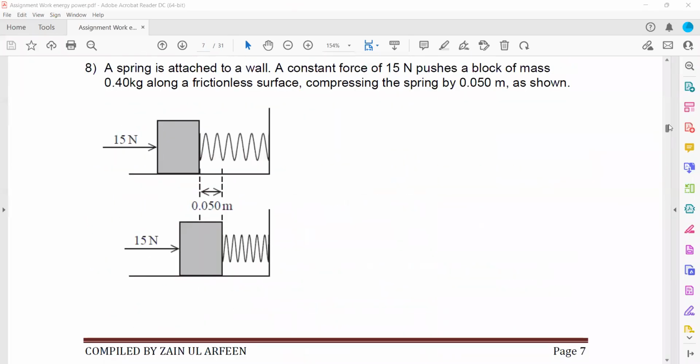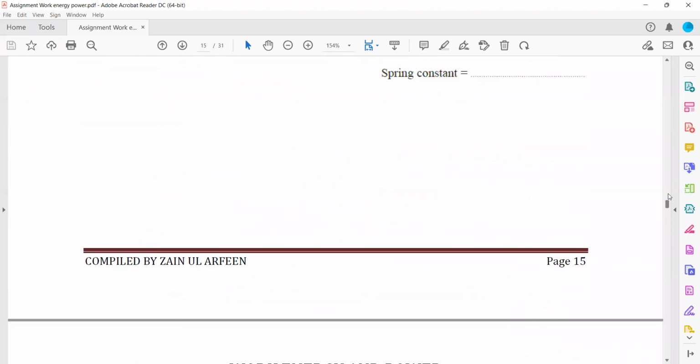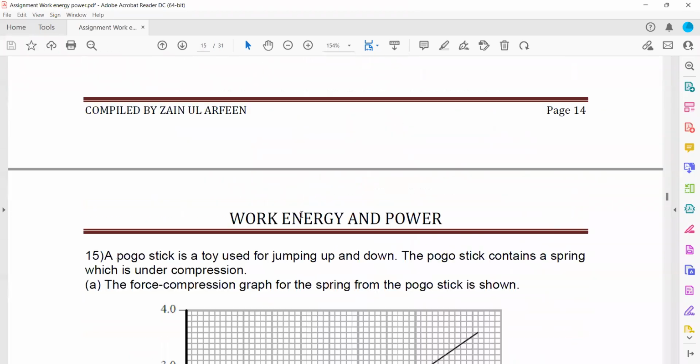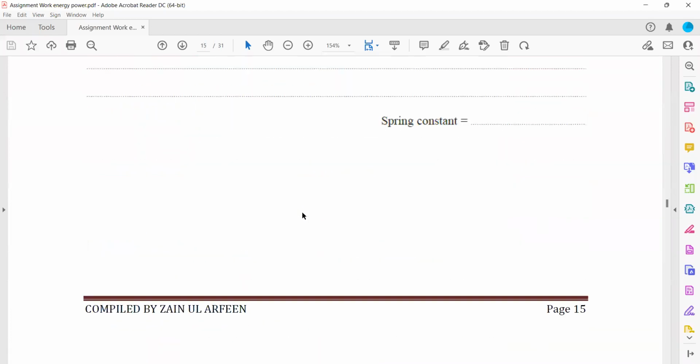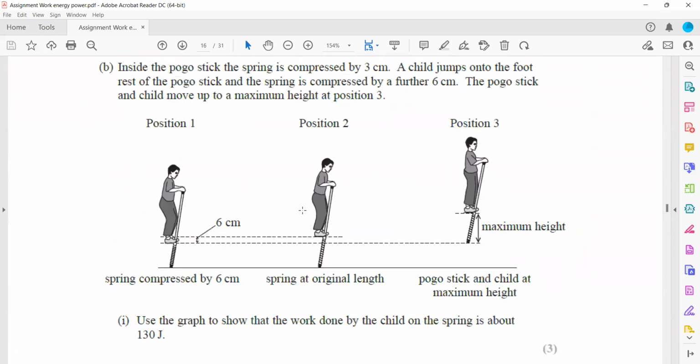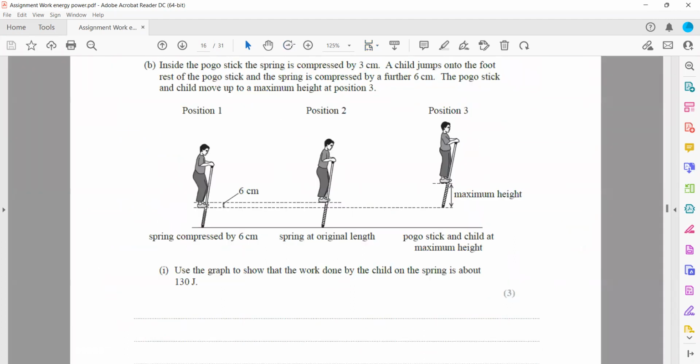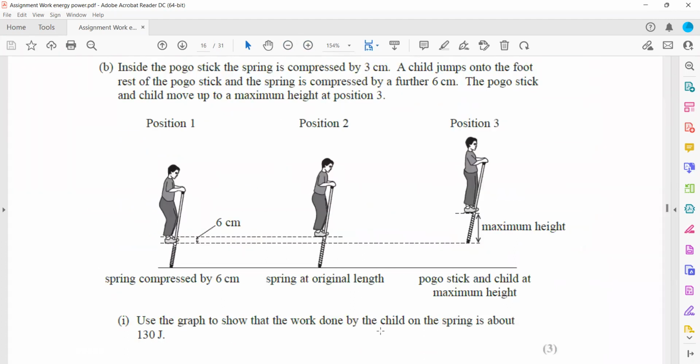Next is question 15B1. In this question, inside the pogo stick, as you can see, the spring is compressed. What happens is that it is converting the elastic strain energy to potential energy. Potential and kinetic, basically both energies are there. The doubt was 15B1.